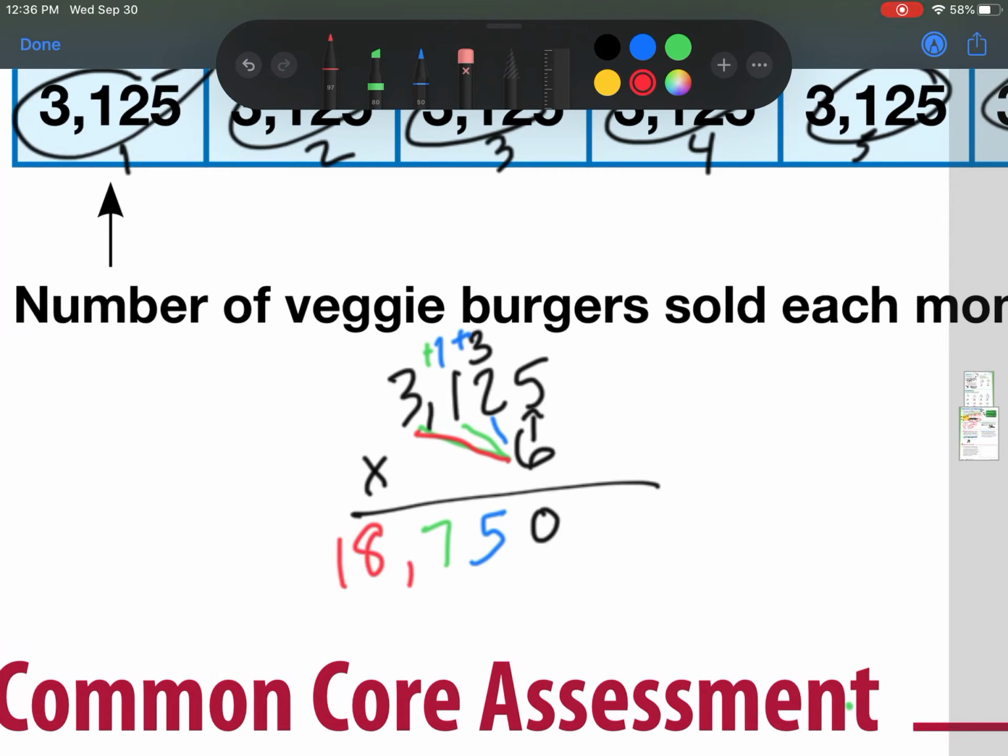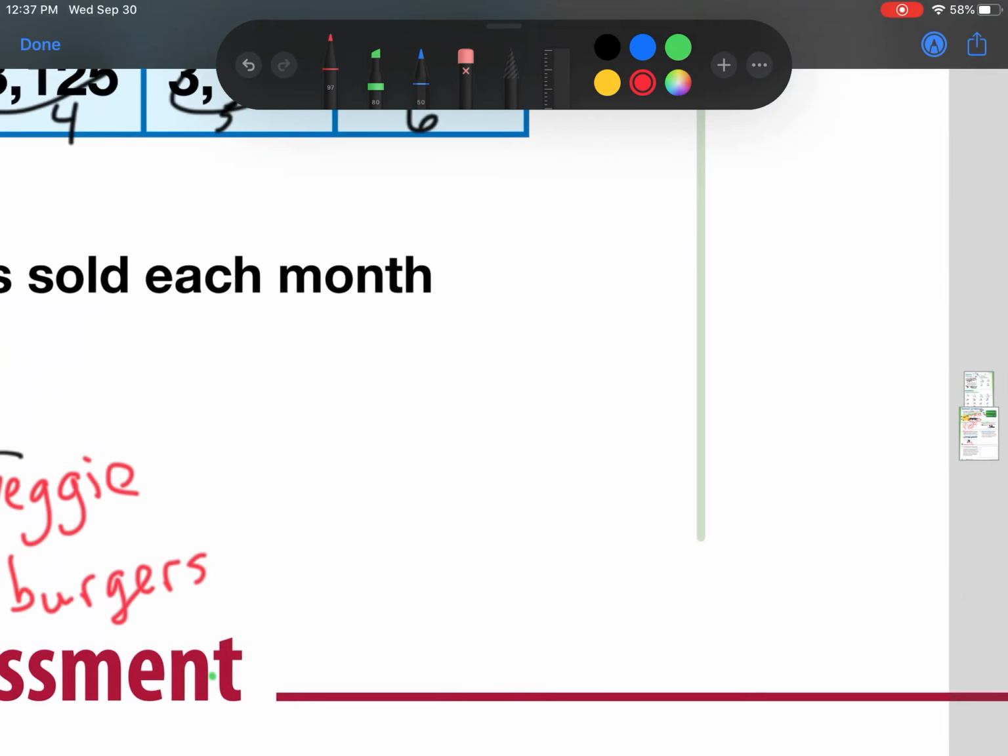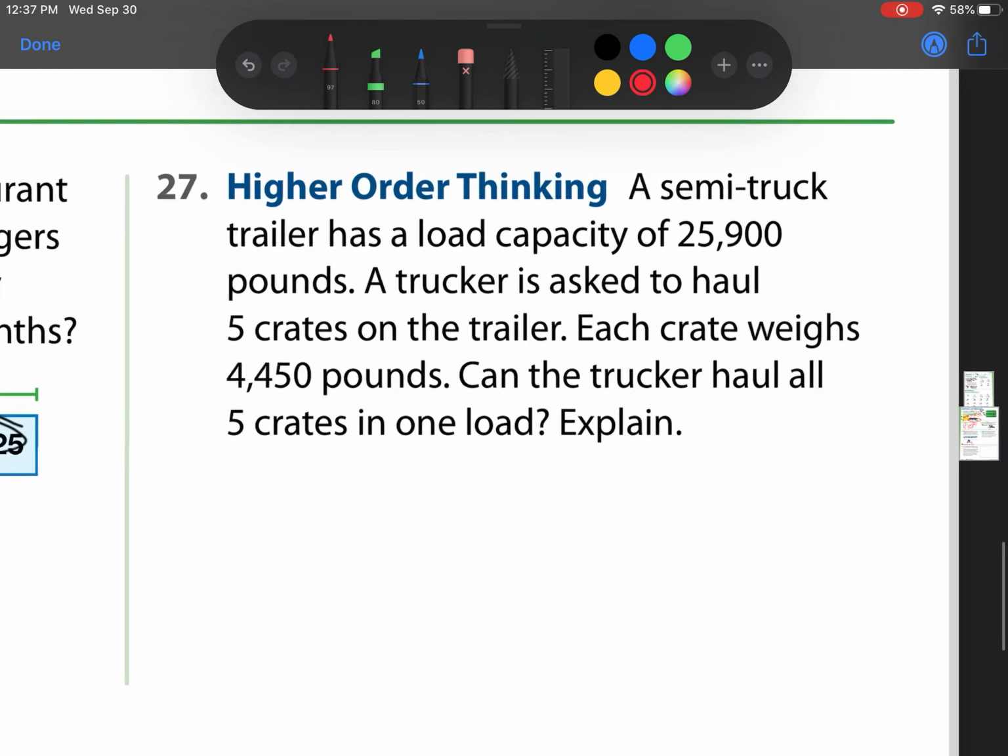So how many burgers will they sell? They'll sell 18,750 veggie burgers. There must be a market out there for that, because it's not me. I would not be eating those.